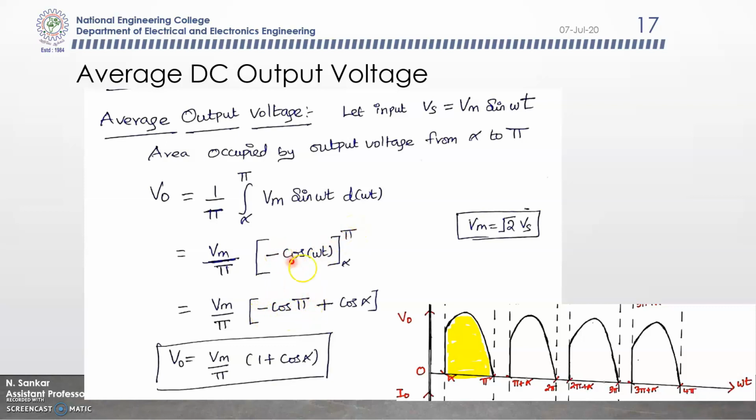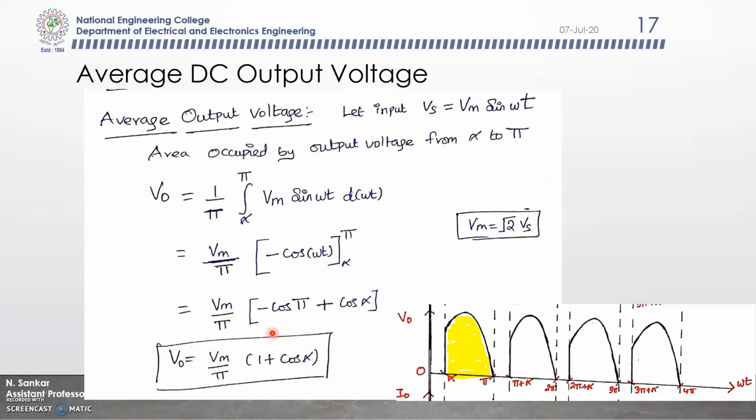So already there is a minus, so minus of minus will become plus. So plus cos alpha. We have taken Vm outside, since Vm is a constant, before the integration process. For cos pi, the value is minus 1, so minus of minus will be plus 1. So the final answer will be Vm by pi into 1 plus cos alpha. So this is the average DC output voltage.